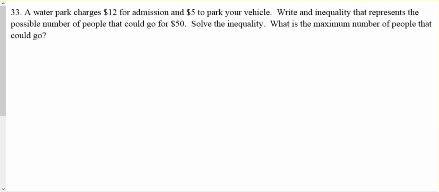A water park charges $12 for admission and $5 to park your vehicle. Write an inequality that represents the possible number of people that could go for $50. Solve the inequality. So $12 for admission and $5 to park your car. So this is going to be 12P, P for people that are going in, plus $5 to park our car, and that needs to be less than or equal to $50.